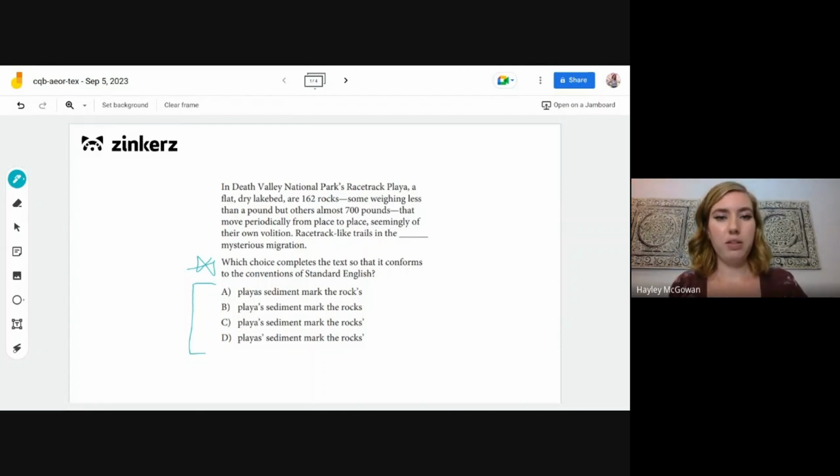So looking at our passage, we have: In Death Valley National Park's Racetrack Playa, a flat, dry lake bed, there are 162 rocks, some weighing less than a pound, but others almost 700 pounds, that move periodically from place to place, seemingly of their own volition. Racetrack-like trails in the blank, mysterious migration. All right, so we have racetrack-like trails, and the playa's sediment mark the rocks.